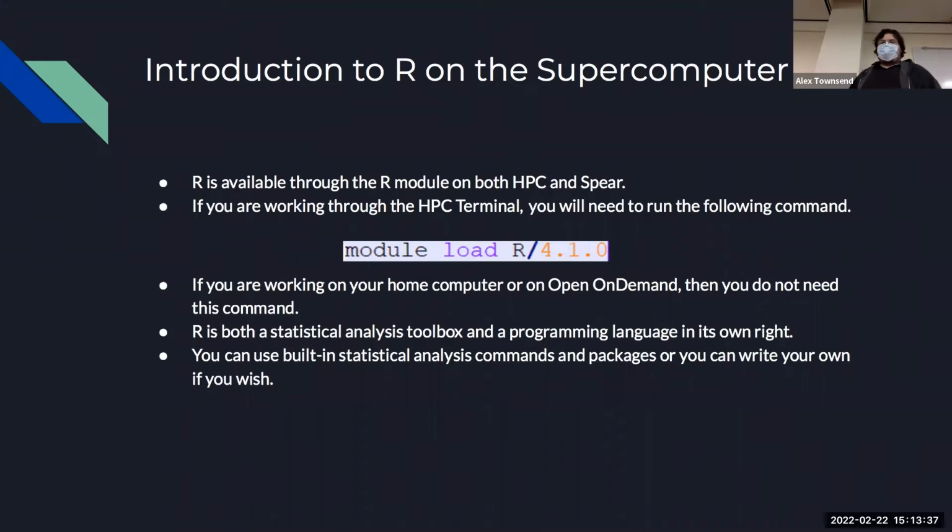To get started, R is a programming language as well as a statistical package. The Research Computing Center has it available through a number of our different applications. It's available through the HPC terminal or through the Open On Demand web interface that we had slides on earlier, when everybody was just starting to trickle in.